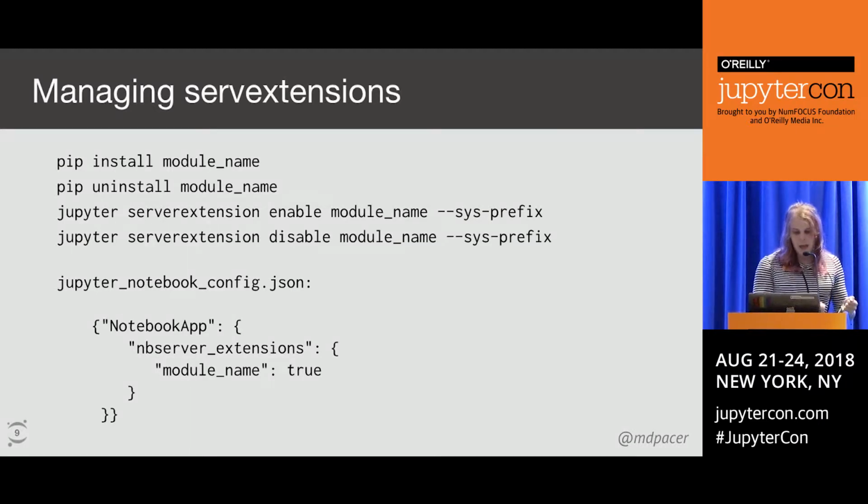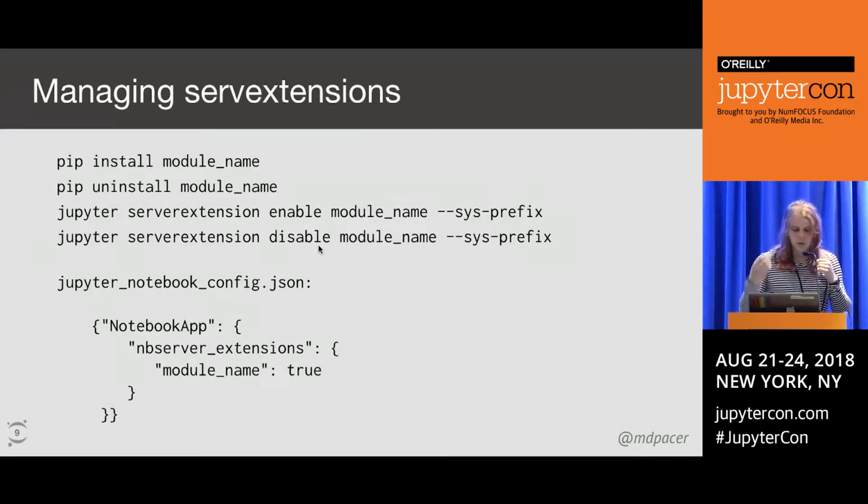So how do you manage your server extensions? Well, they're Python modules, so you can install and uninstall them using pip, conda, whatever you want. But then if you need to enable or disable them, what you're going to do is say jupyter serverextension enable, and then the name of your module, and I would suggest --sys-prefix, which is actually referring to sys.prefix, from the sys module from Python that tells you what the prefix is for the Python interpreter that you're using.